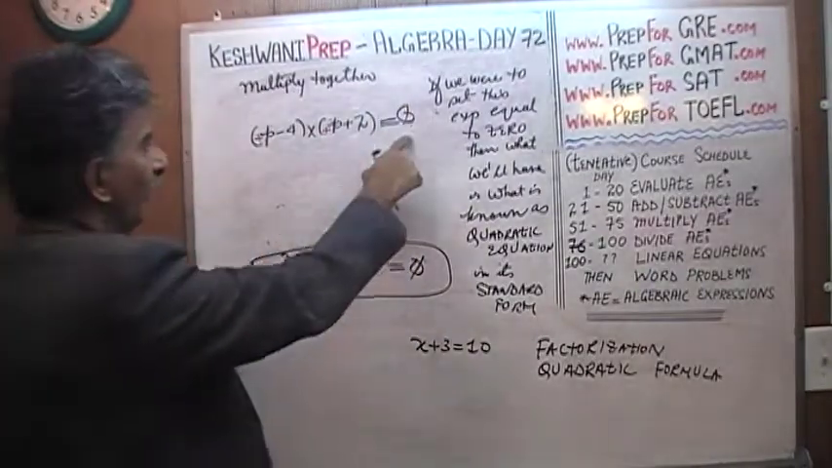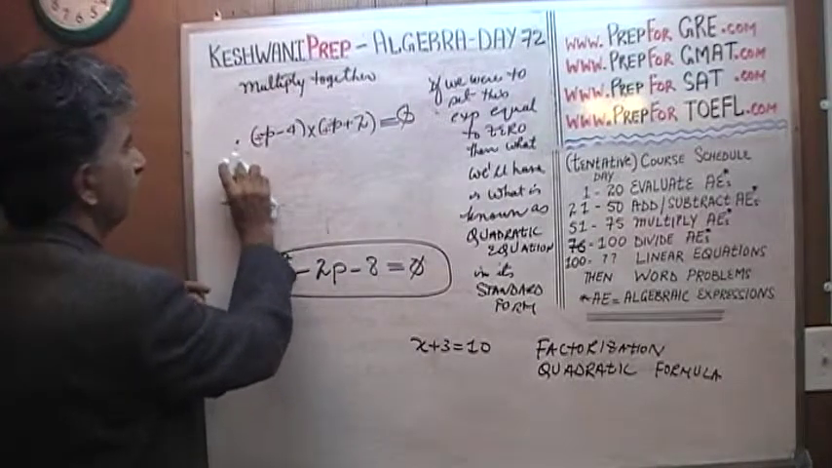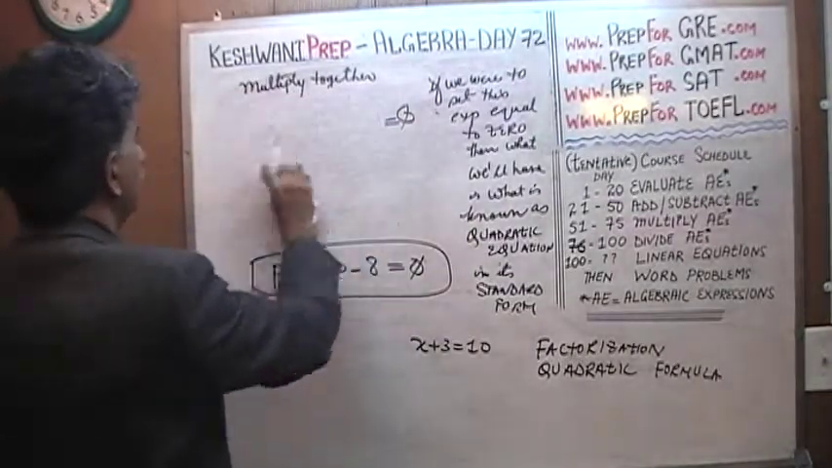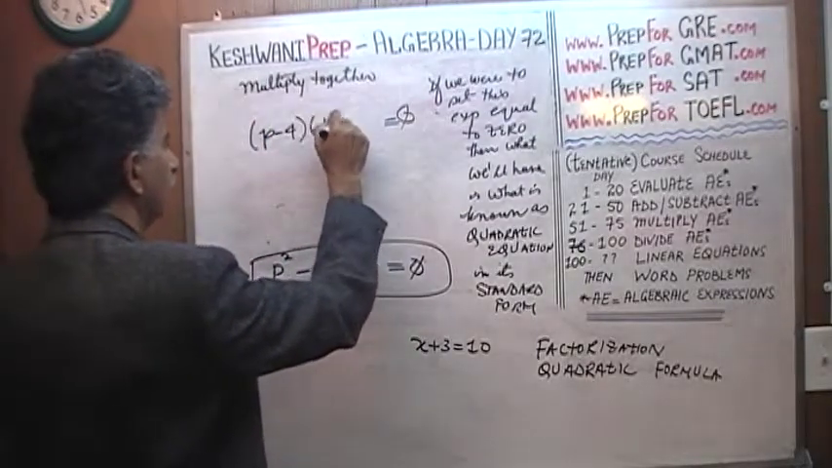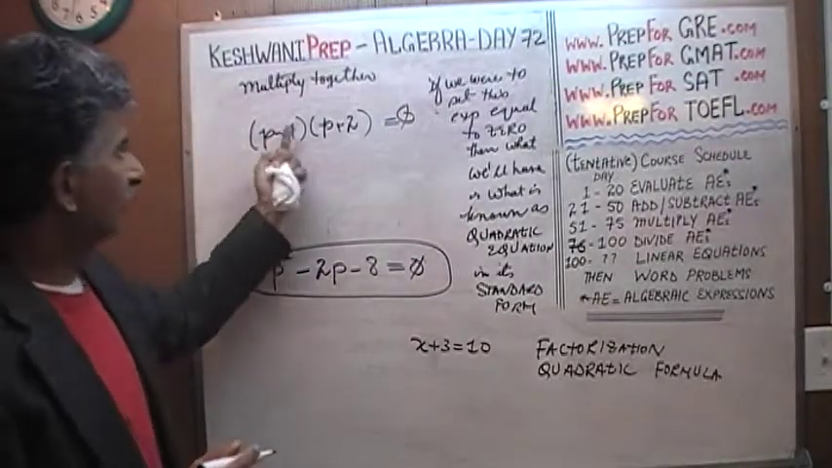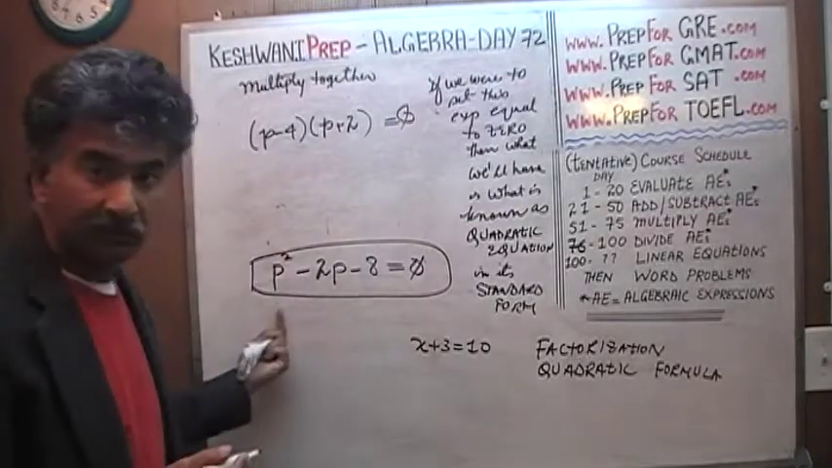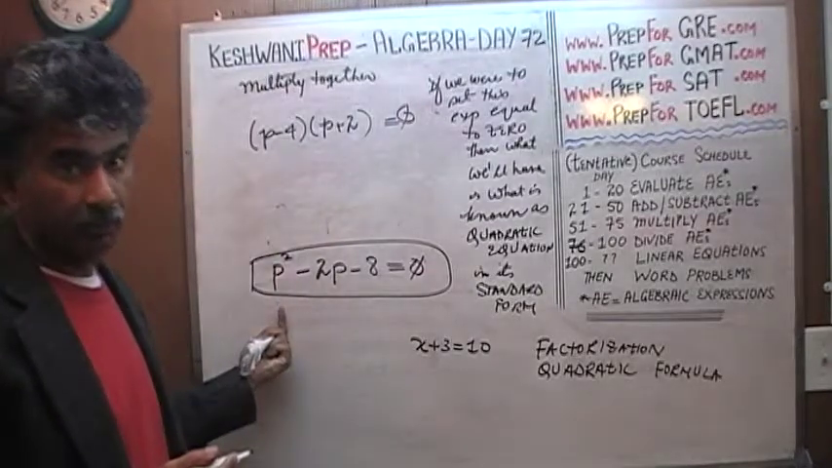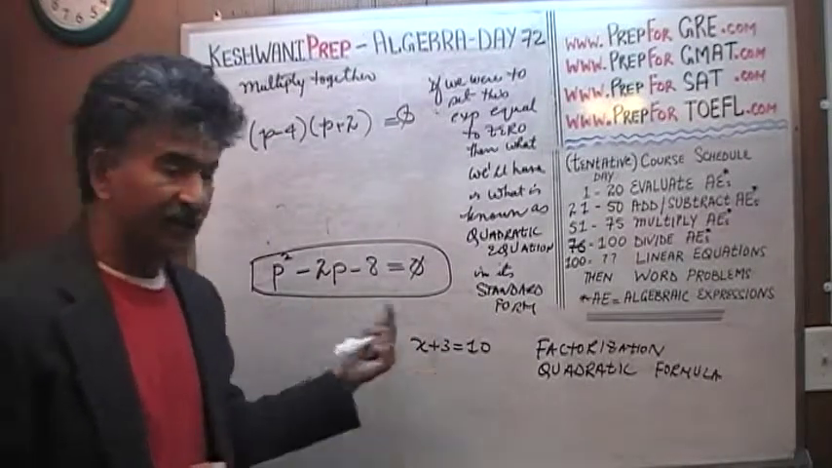The question is, when do these two, let me rewrite it, p minus 4 and p plus 2, when would the product of these two expressions equal 0? It's very simple, because we know the parents of this quadratic equation, which we ordinarily do not. We are simply given an equation, and we are asked to find what values of p satisfy it.